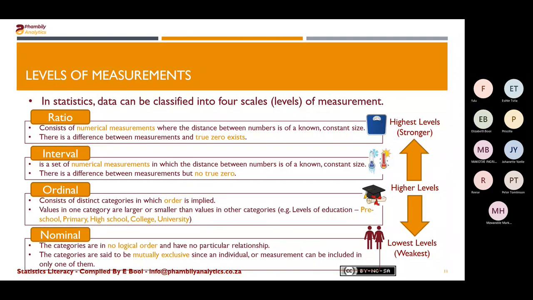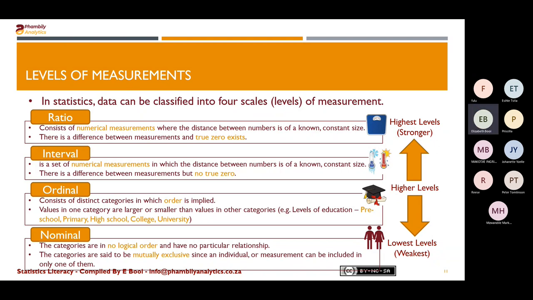Ordinal consists of distinct categories which have an order. So there is a rank to this. For example, levels of education: preschool, primary, high school, college, university. Those are levels that you can go through, because one is higher than the other as you move with levels of education.